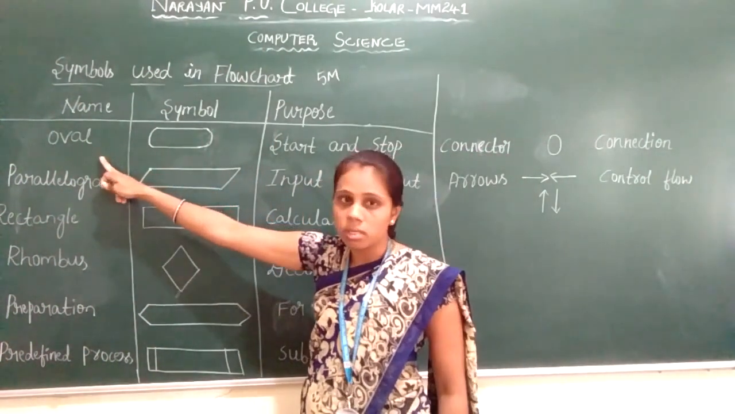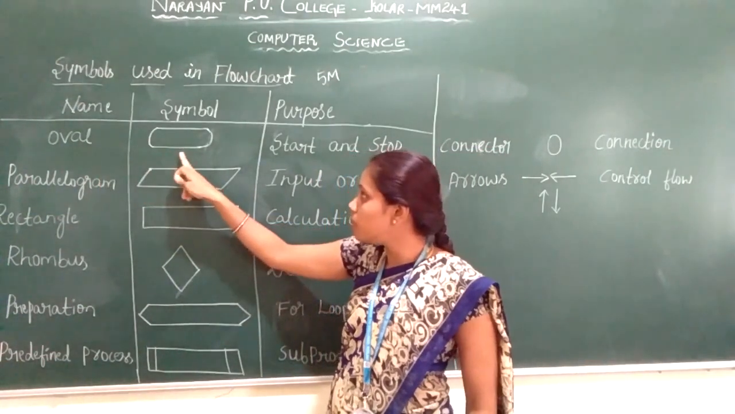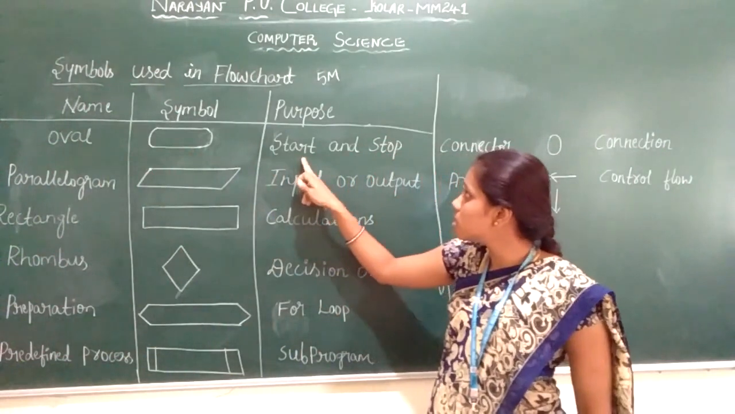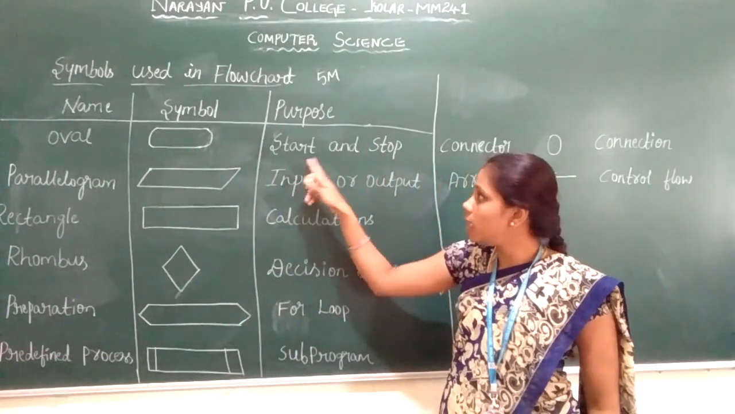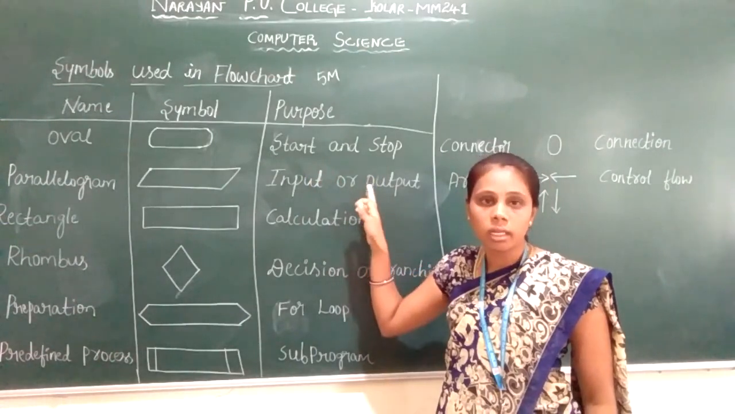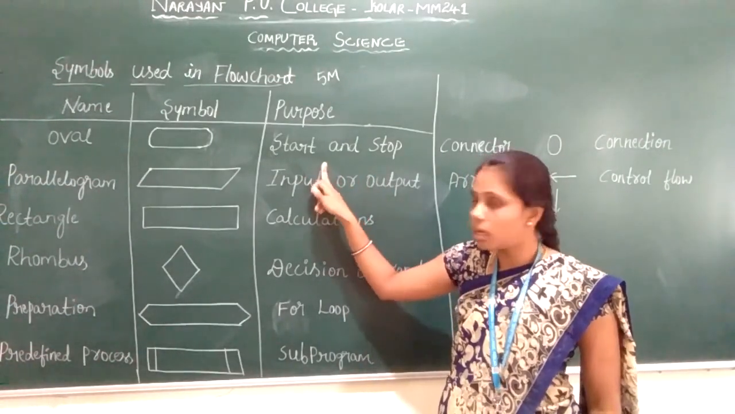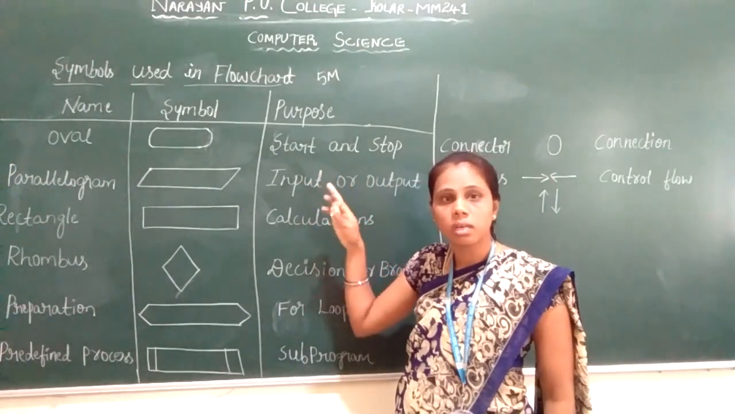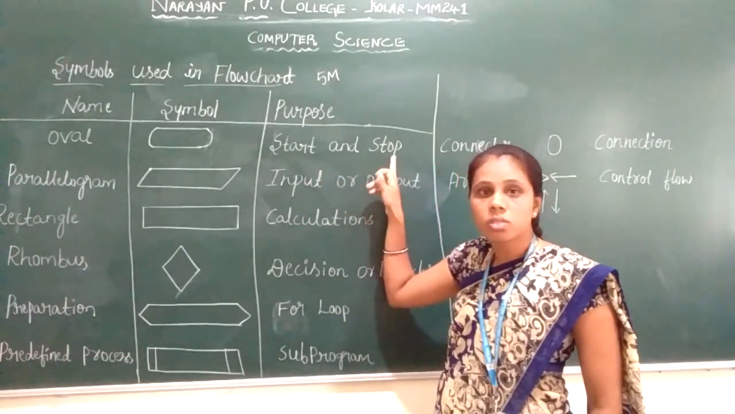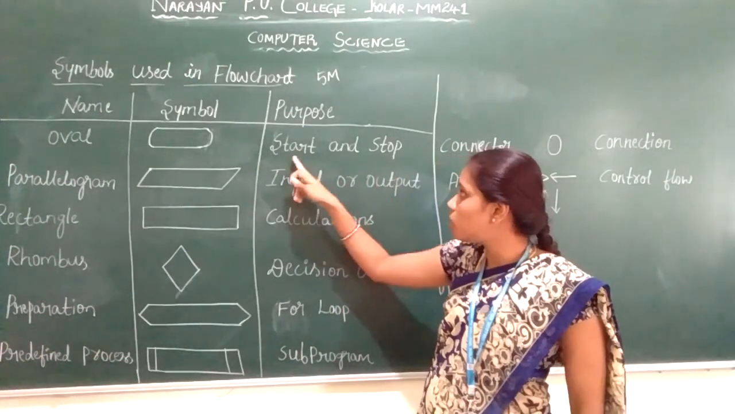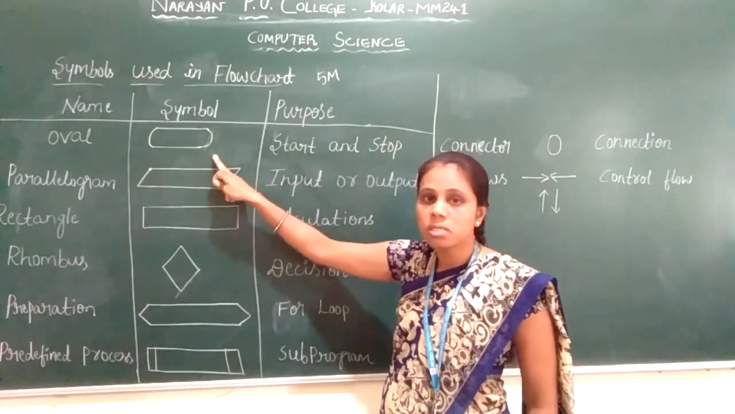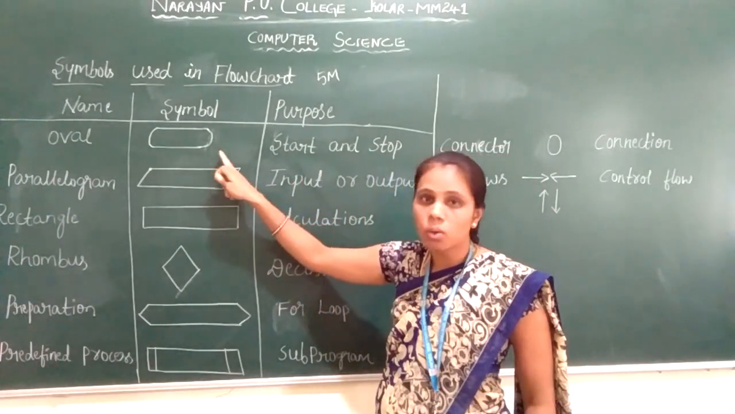First is oval. See this oval. This is the symbol used. This is the oval symbol. This is used for start and stop, that is for beginning or ending the flowchart. In the algorithm, in the first step we write start, and in the last step we write stop. To represent that start and stop, we use this symbol. The name of the symbol is oval.